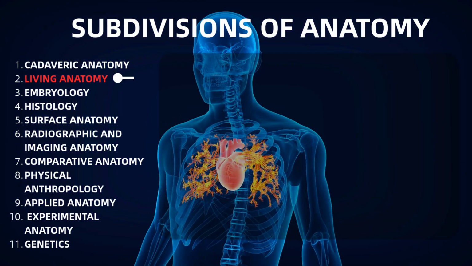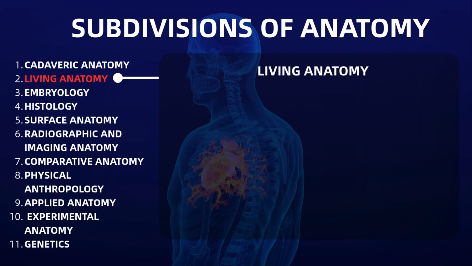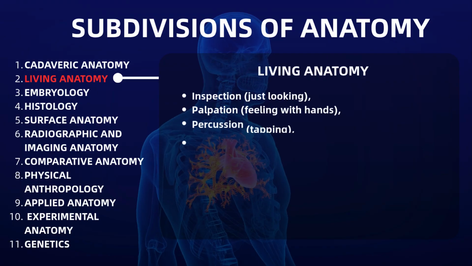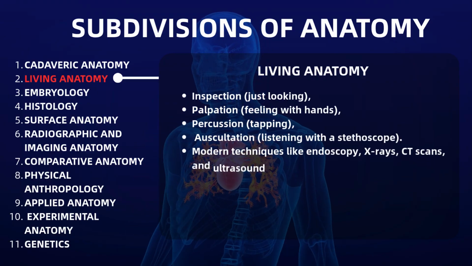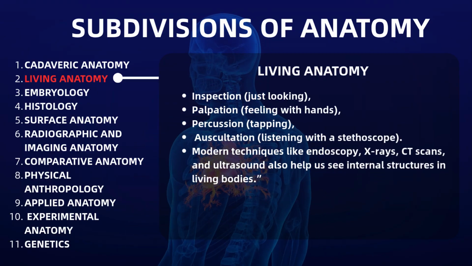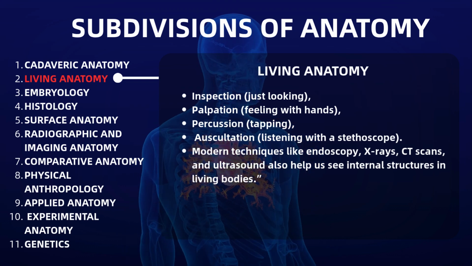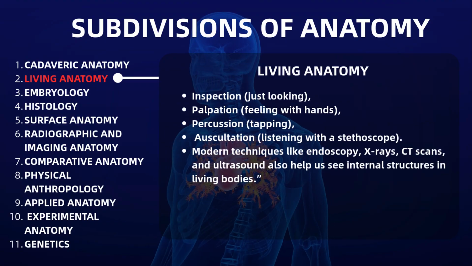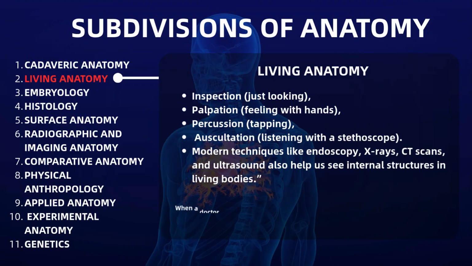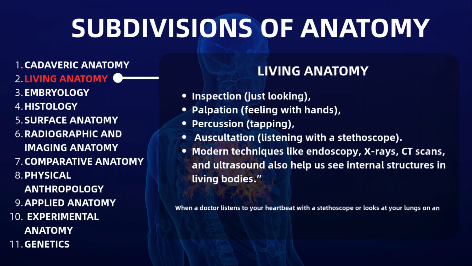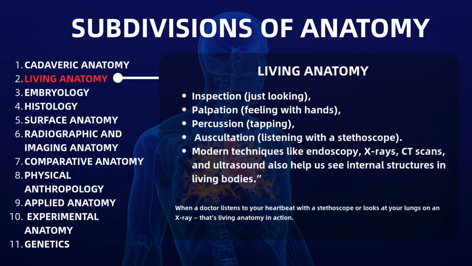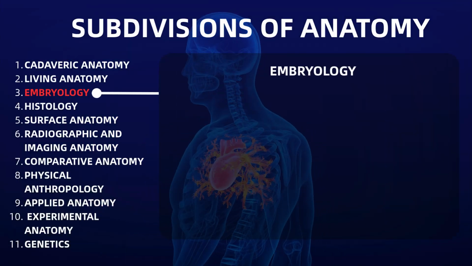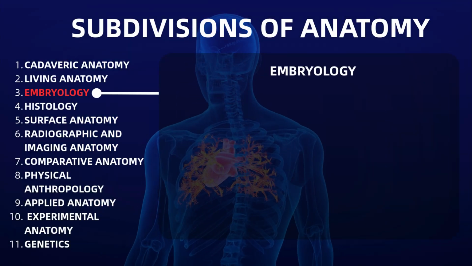Now let's talk about living anatomy. This one focuses on studying anatomy in a living person. We use methods like inspection, palpation, percussion, and auscultation, and some modern techniques like endoscopy, X-rays, CT scan, and ultrasound, which help us to see internal structures in living bodies. Example, when a doctor listens to your heartbeat with a stethoscope or looks at your lungs on an X-ray, that's living anatomy in action.